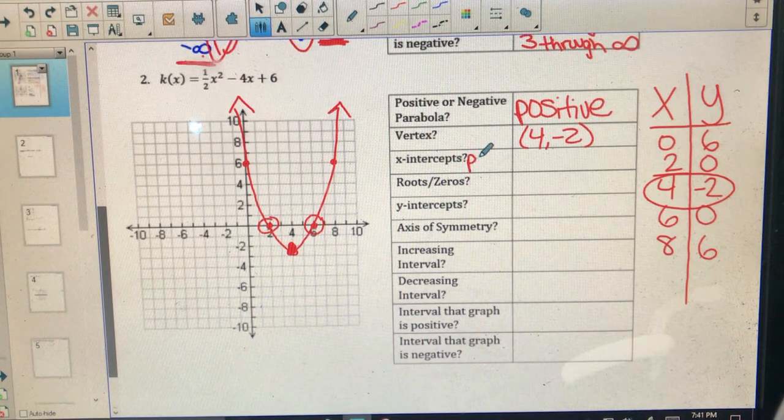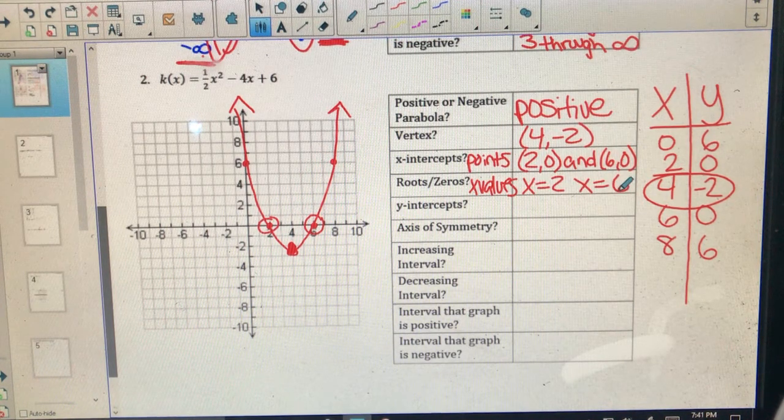Okay, but these have to be written as points. And then the roots and the zeros are just your x values. Okay, so the points that I just circled on my x-axis are (2, 0) and (6, 0). Again, straight from the table if that table helps you. And then the x values are just 2 and 6. So x equals 2 and x equals 6.